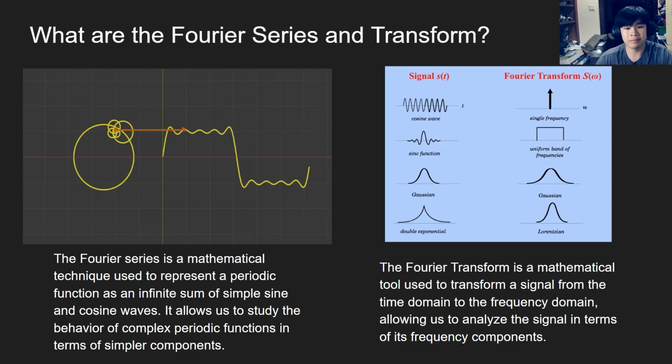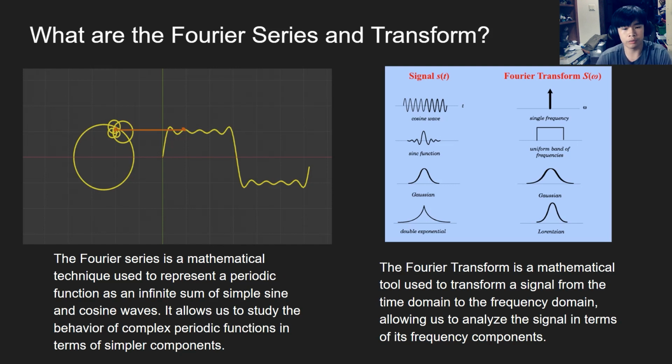The Fourier series is a mathematical technique used to represent a periodic function as an infinite sum of simple sine and cosine waves with varying amplitudes, frequencies, and phases. By breaking a function down, we can study the behavior of complex periodic functions in terms of simpler components, and gain insight into its underlying structure.